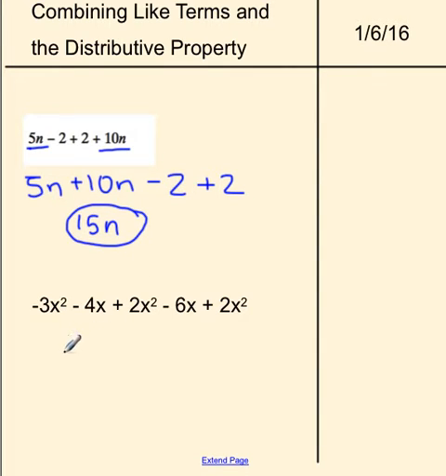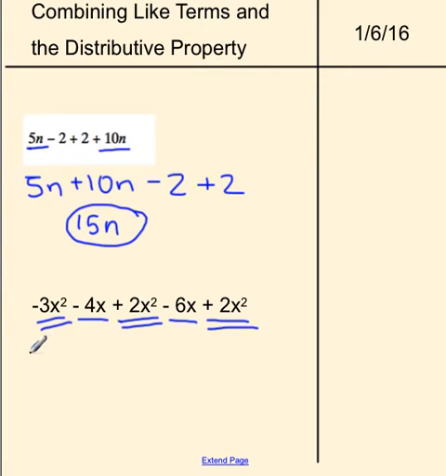Let's take a look at the other one. Remember that when the variables are the same, they also have to be raised to the same exponent. So x squared is a like term with x squared, and x is a like term with x. So here, I like to underline the squareds twice. So I go through and I underline all of the squareds twice. And then the x's, with just the variable, I only underline those once. And I can keep track.